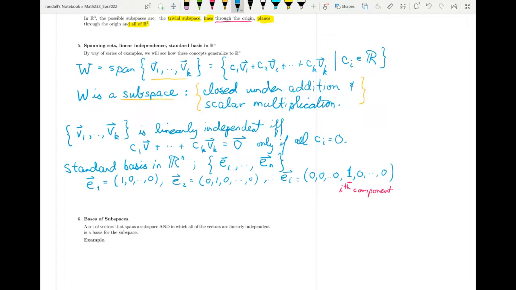They have mostly zeros, n minus 1 zeros, and then just a 1 in that component that's specified by their subindex there. And therefore, En, let me just finish it off, will be this vector with lots of zeros all the way down until the last one. So there's your standard basis in Rn. Particularly simple vectors, and they're very nice for computations, as we will see. And notice too that the dot product of Ei and Ej is 0 if i is not equal to j. So they're also orthogonal.